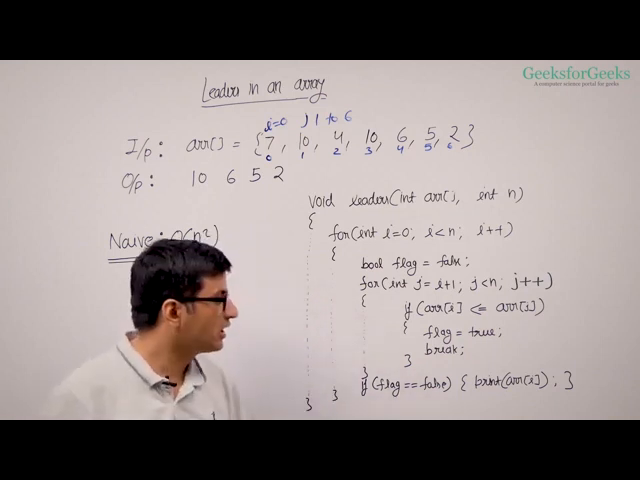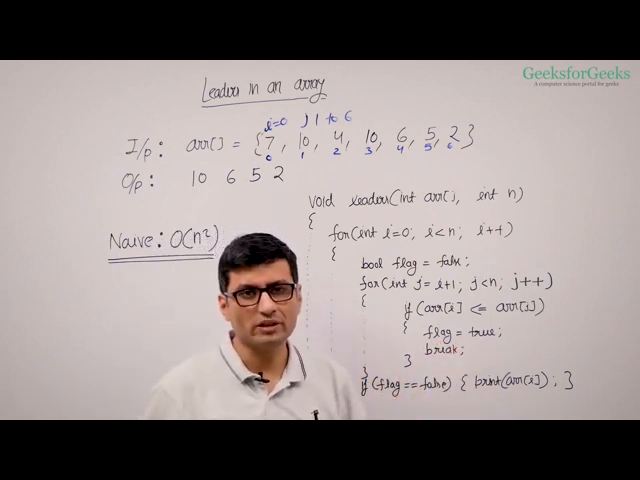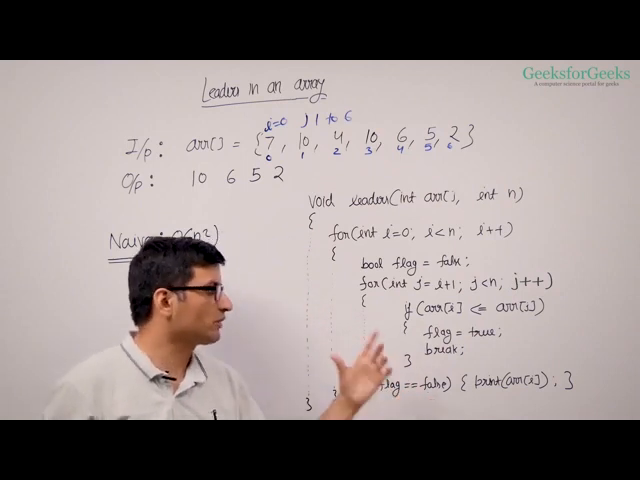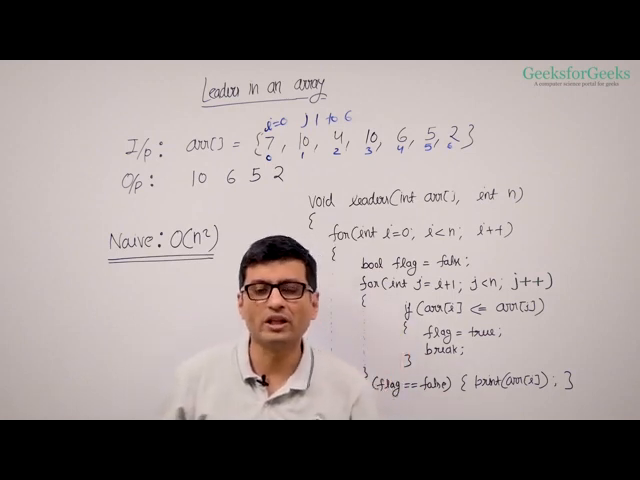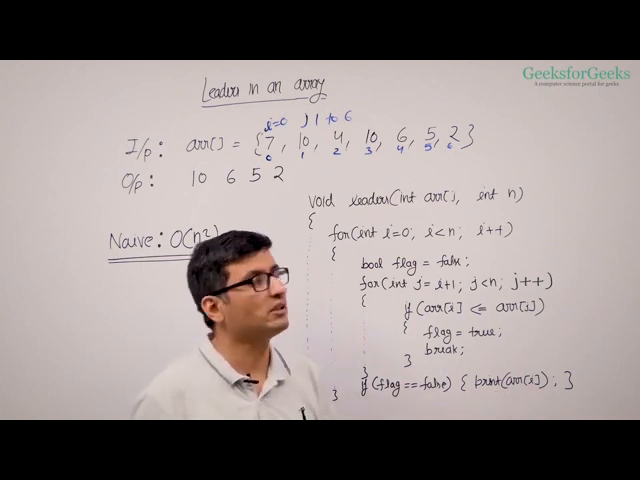And how do we say it? We use a flag variable. We set the flag equal to true, that this cannot be a leader. And at the end, if flag remain false, if we could not find any element that was greater or equal, then we say this is a leader. We print this element as an output. That's the simple idea.